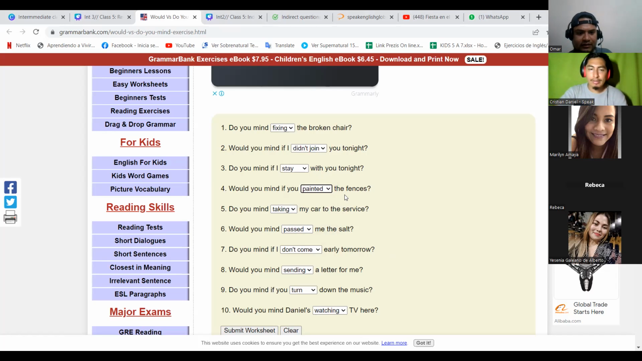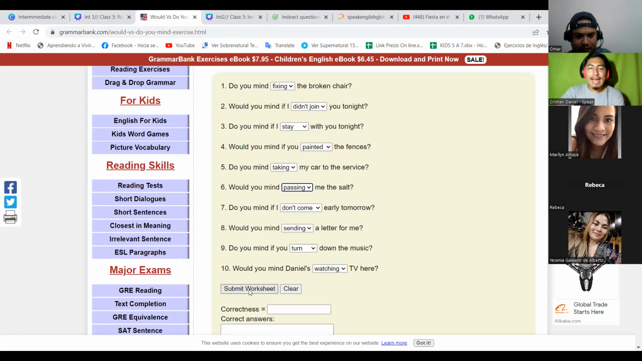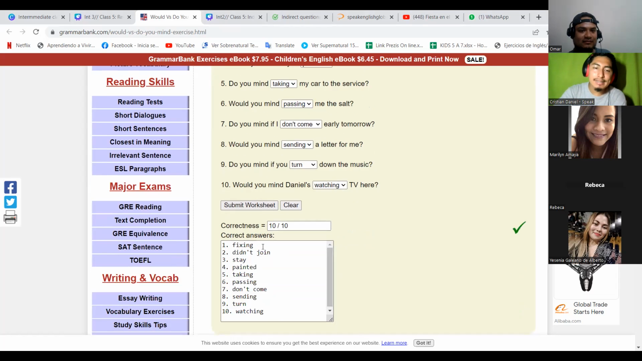Any other or everything is correct? The number 6, would you mind passing me the salt? Okay. Let me see. Any other or that's it? That's it. Okay, everybody, let's check together right now if they are correct or we have to continue studying. Everybody, we got a 10 out of 10. So as you can see, all the answers are correct.